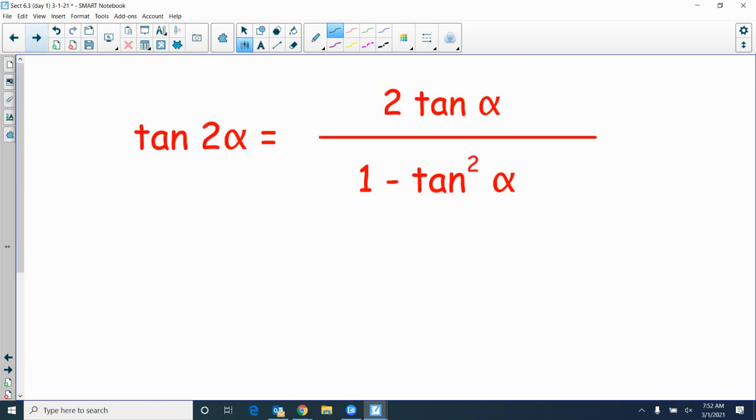Now, we're not going to prove the tangent one. And that one is just already on your identity sheet, but I'm just putting it up here. Tangent of 2 alpha is 2 tangent of alpha over 1 minus tangent squared. Okay, we're just going to prove the cosine and the sine. All right, let's take a look at an example that uses it.